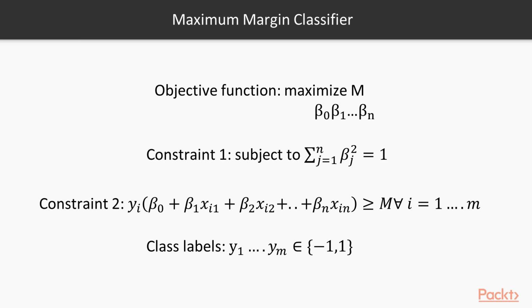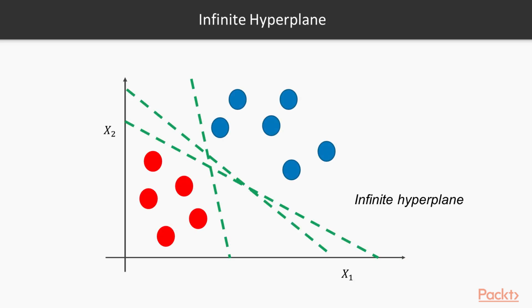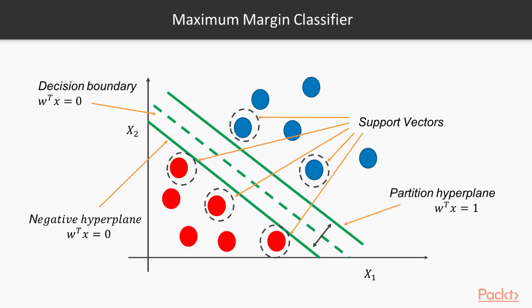The mathematical representation of the maximum margin classifier is like this. Constraint 2 ensures that observations will be on the correct side of the hyperplane by taking the product of coefficients with x variables and finally with a class variable indicator. In this diagram, we can draw infinite separate hyperplanes to separate the two classes, that is blue and red. The maximum margin classifier attempts to fit the widest slab that maximizes the margin between positive and negative hyperplanes between two classes, and the observations touching both the positive and negative hyperplanes are called support vectors.